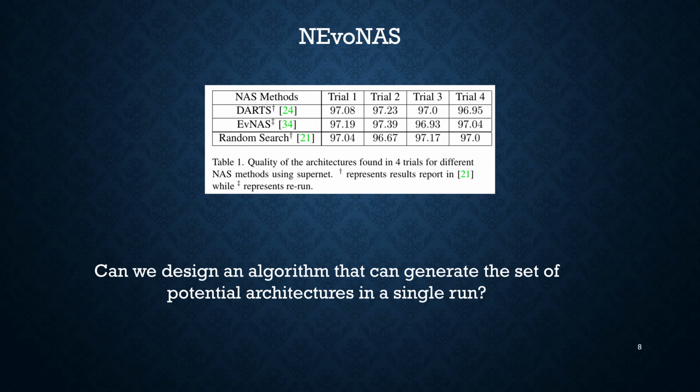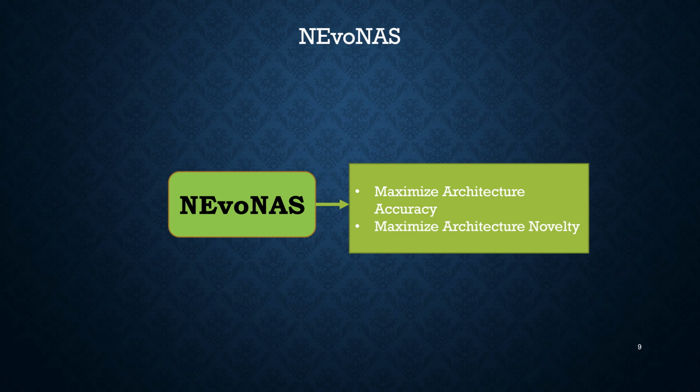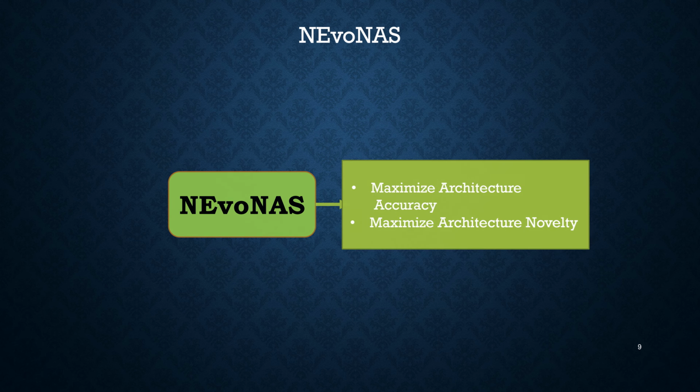So the main motivation for our work is that can we design an algorithm that can generate a set of potential architectures in just a single run. The way we do this is by posing the architecture search problem as a multi-objective problem, where the first objective is to maximize the architecture accuracy and the second objective is to maximize the architecture novelty. The architecture accuracy is measured using the supernet as discussed previously.